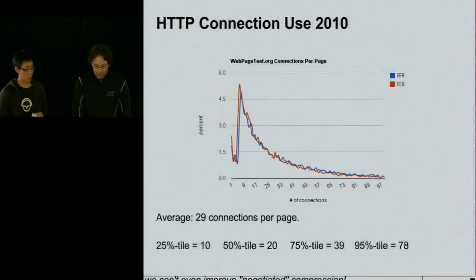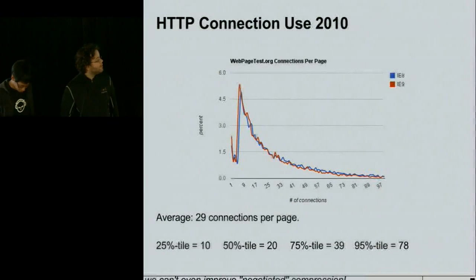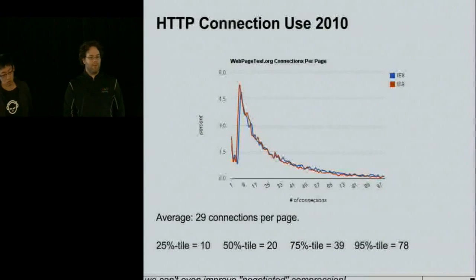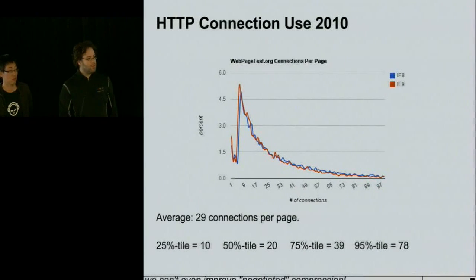Connection use in 2010 is shown here on this graph. So we see that things got worse since the previous thing. There's a trend towards using more connections. Well, sometimes it's for good reasons. For instance, you want to split off user-developed and user-generated content from content which you believe should be secure, because it's difficult to secure user-generated content.